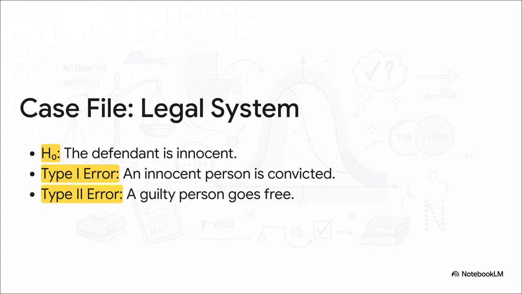And this is where our whole metaphor just comes full circle, because the legal system is a form of hypothesis testing. The null hypothesis is literally the defendant is innocent, which means a type 1 error is convicting an innocent person, and a type 2 error is letting a guilty person go free. Our entire justice system is built around one single idea, to make one of these errors almost impossible to commit. Which one do you think it is?